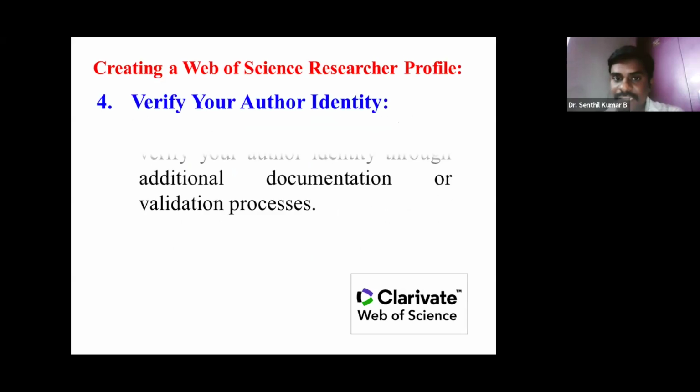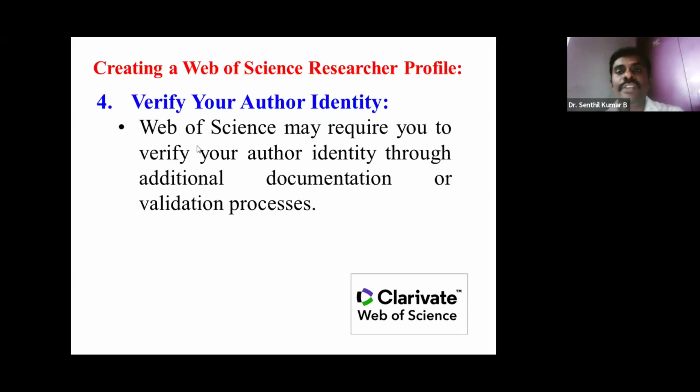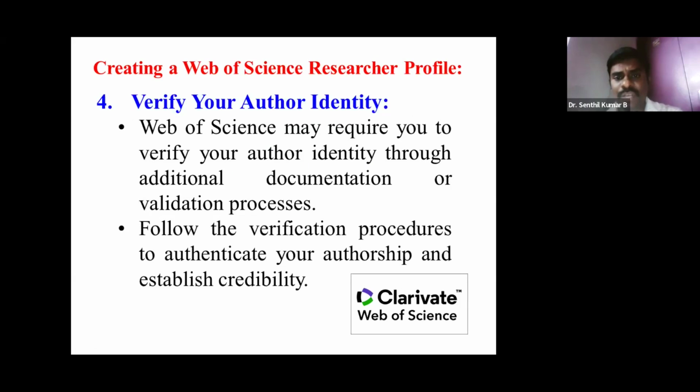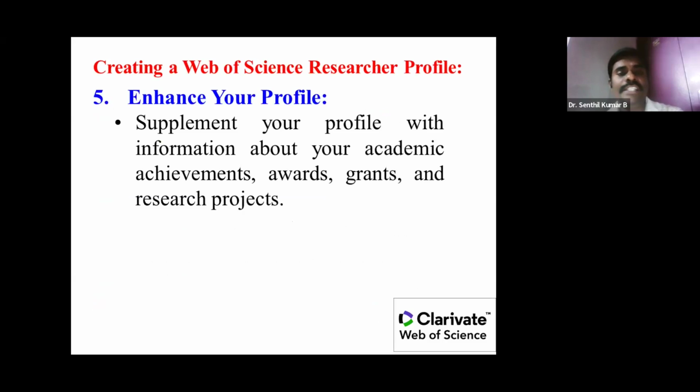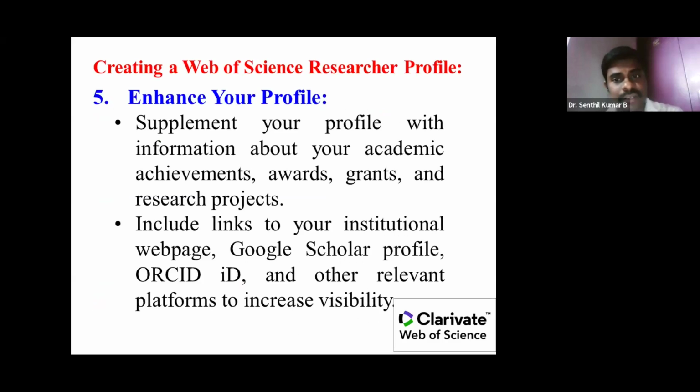Verify your author identity. It may require you to verify your identity, so it will ask again for additional documentation or a validation process to check whether the authorship and credibility are appropriate and correct. And enhance your profile. All the details of awards, grants, and research projects can be updated. Again here, you can link this Web of Science research profile to ORCID ID or to Google Scholar, but it cannot be done with Scopus. So it can be linked to ORCID ID, Google Scholar, or any other relevant platforms to increase the visibility.